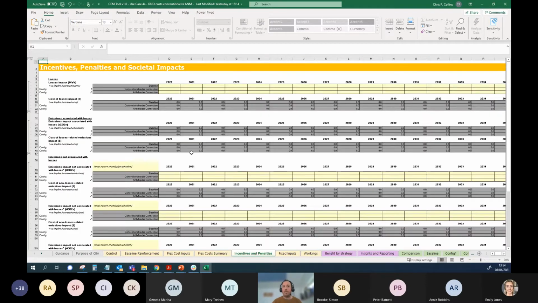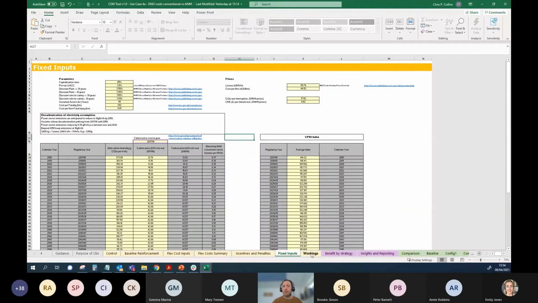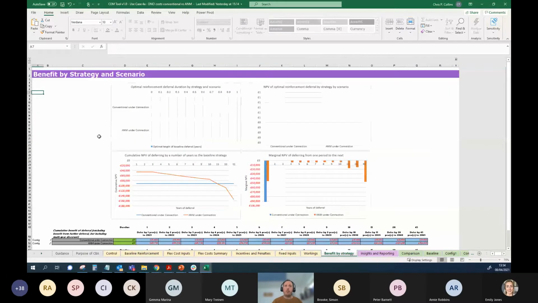Again, if there are specific other effects that want to be taken account of, there is the incentives and penalty space to do that. So there may be losses, there may be carbon impacts that can be accounted for in here. Fixed inputs probably unchanged. And then we just need to be a bit careful how we interpret some of these charts, because some of these are not relevant.